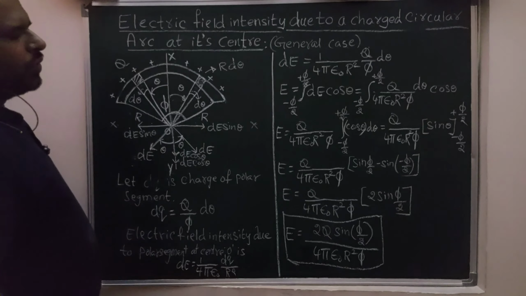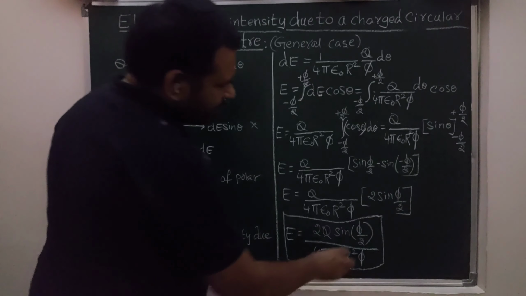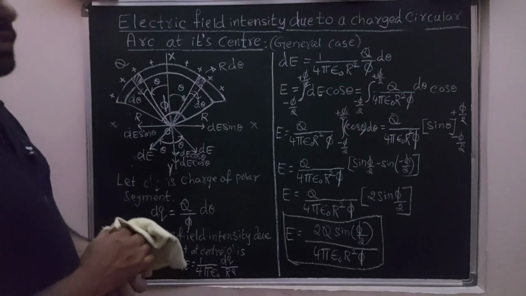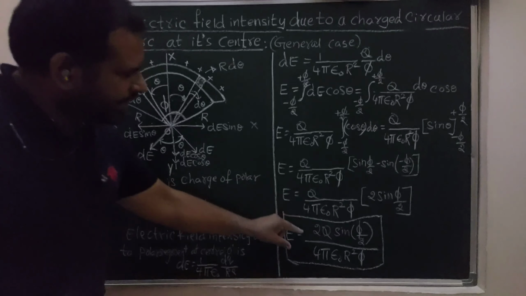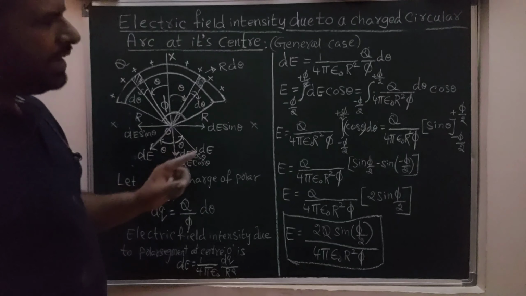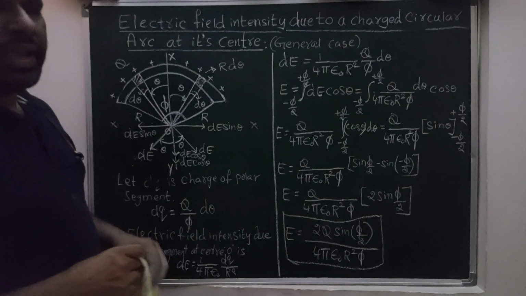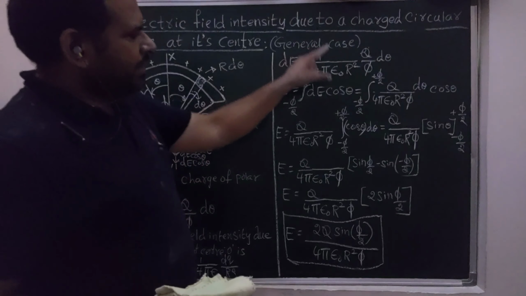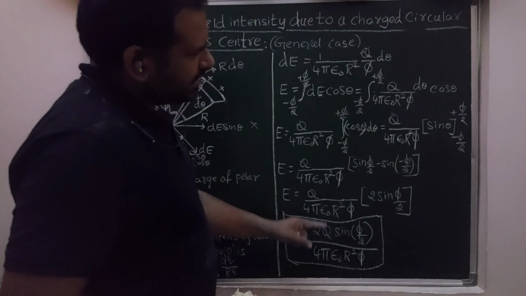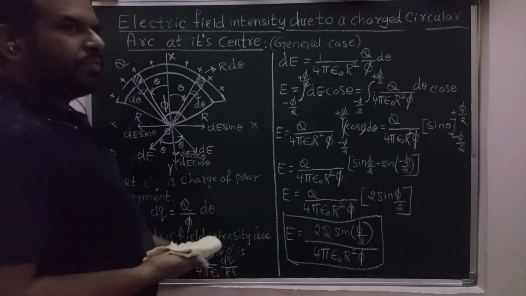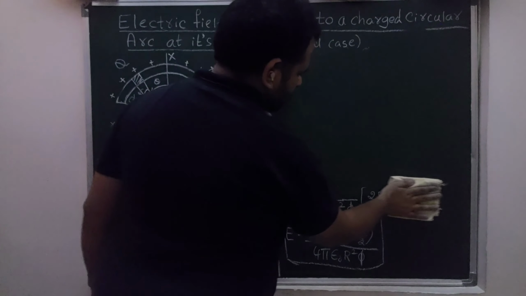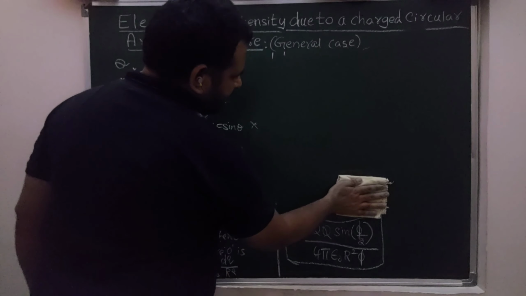Based on this formula, depending on these values, there are different cases. Three cases are there, and I will explain the three cases. If you remember this formula, you can write the expression for E for the remaining cases. So this is the general case formula.